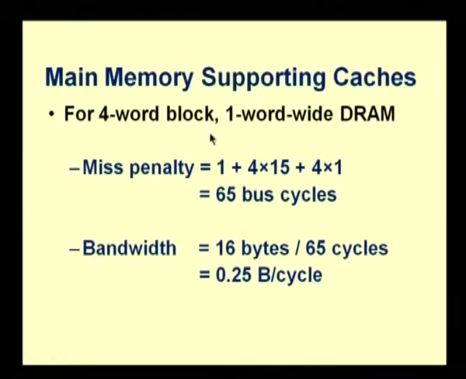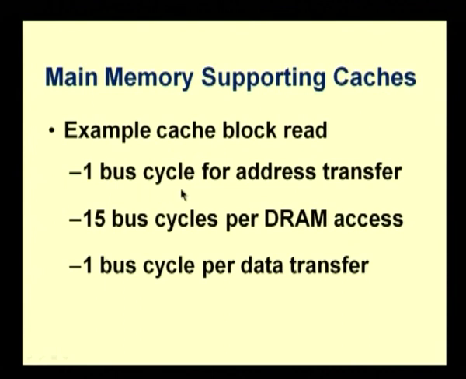So, let us look at typically how much time it would take. Let us say we have a 4-word block and a 1-word wide DRAM, which means I will have to access 4 different words from the DRAM. Let us take an example to understand how the bus cycles affect our overall memory access time. It takes 1 bus cycle for address transfer, 15 bus cycles per DRAM access, and 1 bus cycle per data transfer. So, we need to first give the address, then access the data, and then transfer the data.